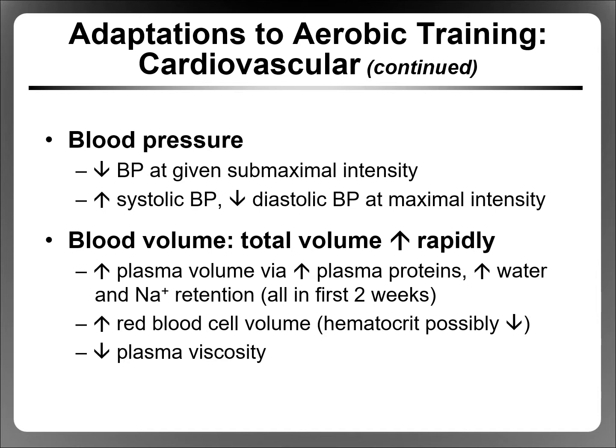Also, looking specifically at our blood volume, our total blood volume can increase much more rapidly with training and make better adjustments. This is because our increases in plasma volume are going to also increase our plasma proteins and our water and sodium retention, especially in the first 2 weeks. This will go away as our red blood cell volume and our hematocrit learn to compensate, and we'll see a decrease in our plasma viscosity. So we can use the blood much more efficiently; it's less viscous and can get to things more easily.